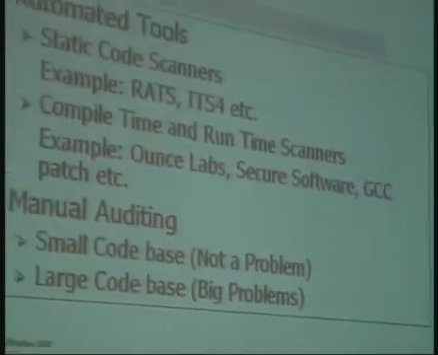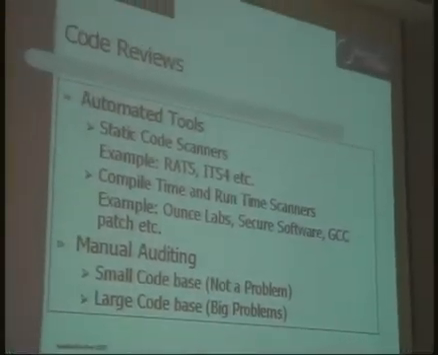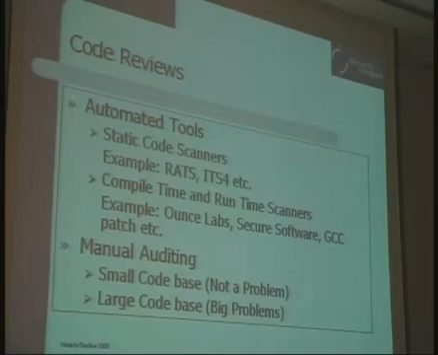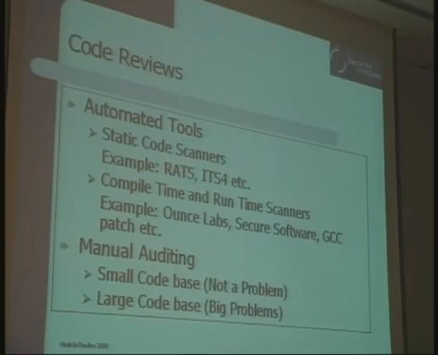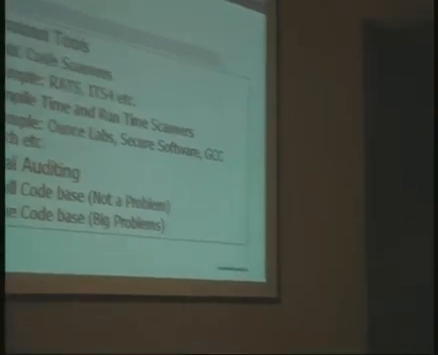The automated tools were RATs, simple static analysis tools, ITS4, and other scripts. People still use them, we still use them, but false positive rates are really high. There are compile time and runtime tools that exist today. Ounce Labs has one, Secure Software, and a whole bunch of GCC patches are available. People use those. We're not going to talk about those here. What we are going to talk about is manual auditing. We're not going to cover small code bases here, because typically with small code bases, there is no problem in reviewing code.